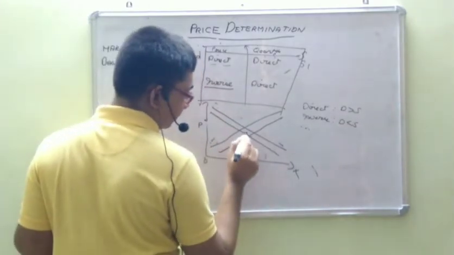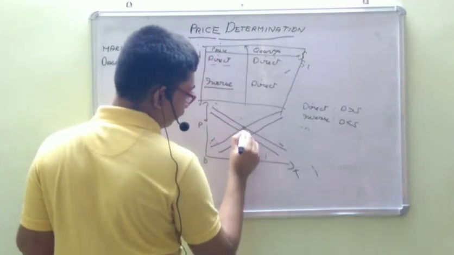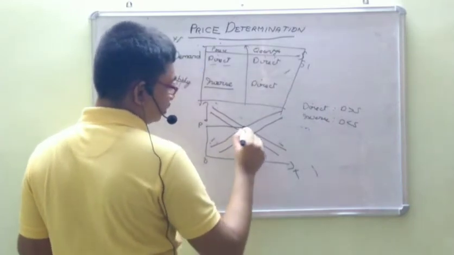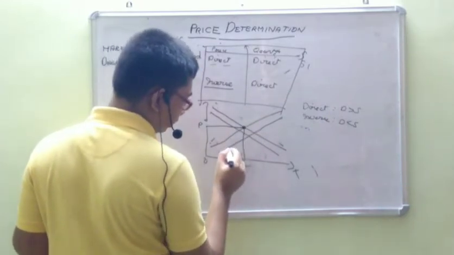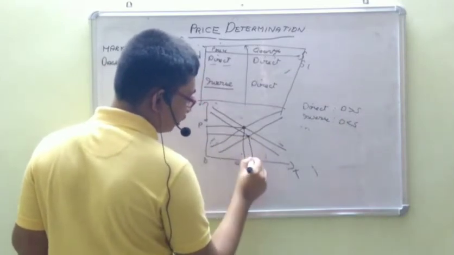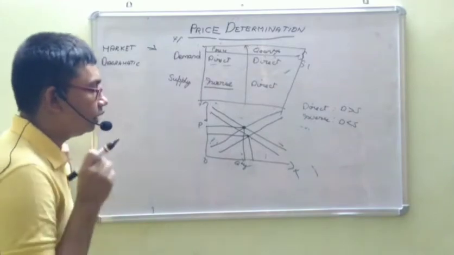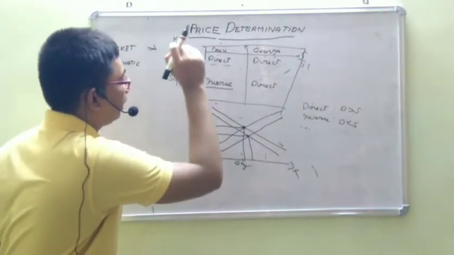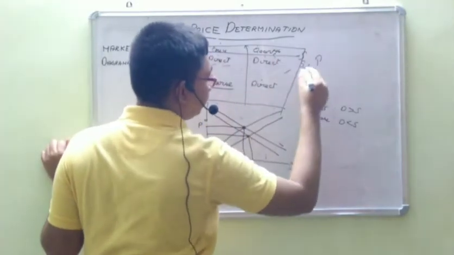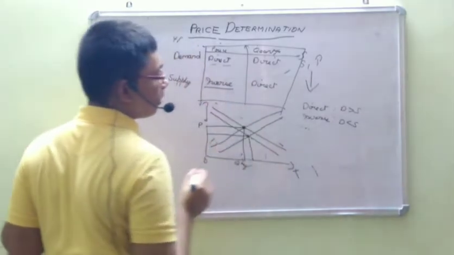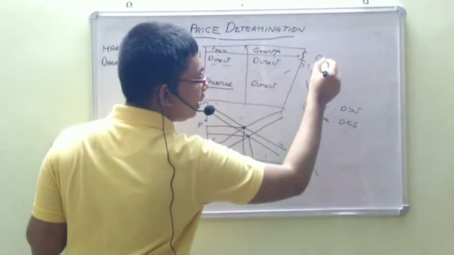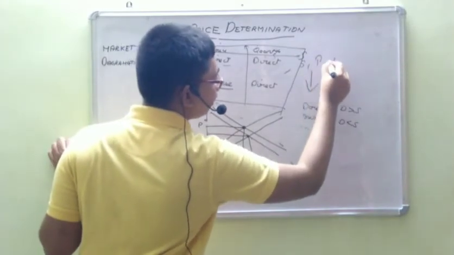So what will happen? This is the original point of equilibrium here. Supply is increasing and demand is falling, and they meet here. Price has fallen and quantity has risen. Think of it. Supply is increasing. Direct impact: increase in quantity, decrease in price. Demand is falling. Direct impact: decrease in price and decrease in quantity.